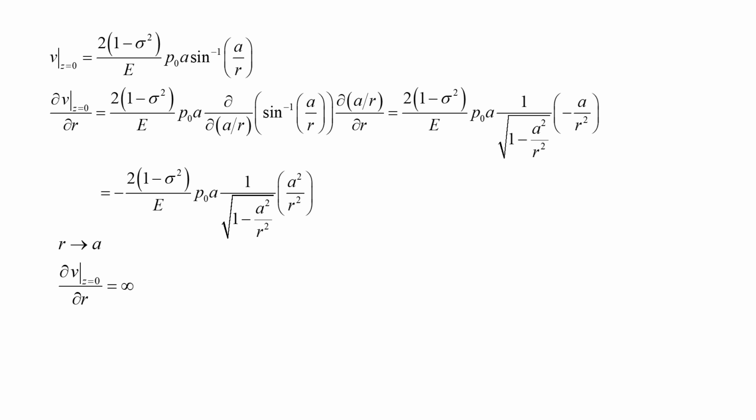Now, we can also obtain the gradient of the deformation, and that will be something like this, and we can easily show that as r tends to a, you will get 1 minus a square by r square, so del v by del r is equal to infinity. Del v by del r being infinity means that the gradient is infinity there, and so it is a very sharp corner. That is because of the sharp corner of the indenter that presses against it.